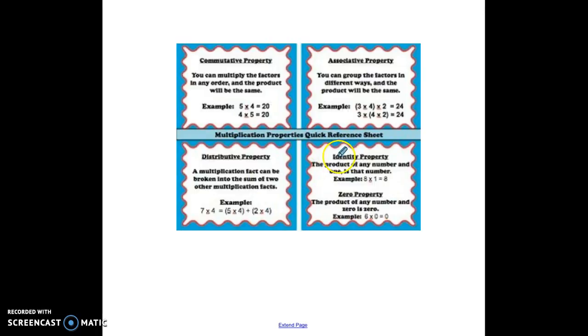And then the last two, the identity property, is the product of any number and 1 is that number. So if I do 8 times 1, I get 8. If I do 2,000 times 1, I get 2,000. I always think of identity and 1. I and 1 look very similar. And the zero property is that the product of any number and 0 is always 0. 6 times 0 is 0. 4 million times 0 is 0.